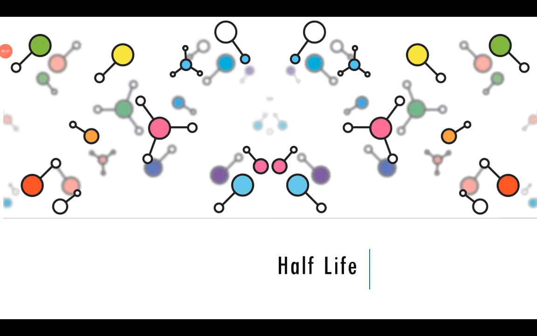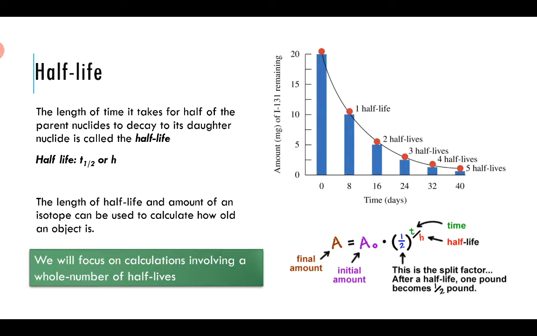In this video, we will learn about half-lives and doing calculations regarding half-lives. So for these radioactive elements, they are decaying. And so a half-life is how much time it takes for half of the parent nuclide to decay into the daughter nuclide. It can be abbreviated either T with a subscript 1/2 or H. You'll see it both ways, T 1/2 or H. But it's about how much time it takes for half of the substance to disappear.